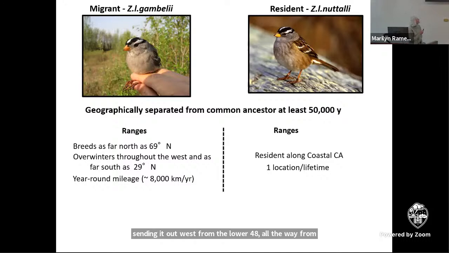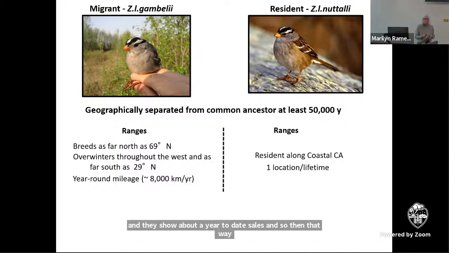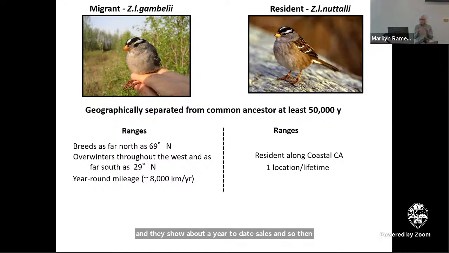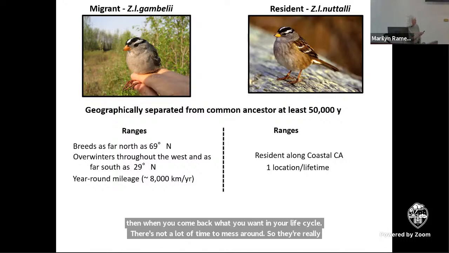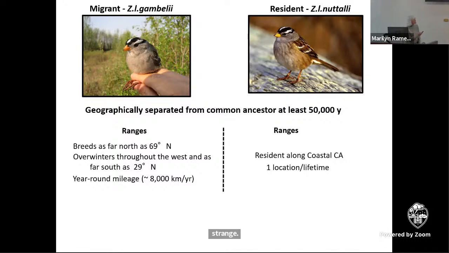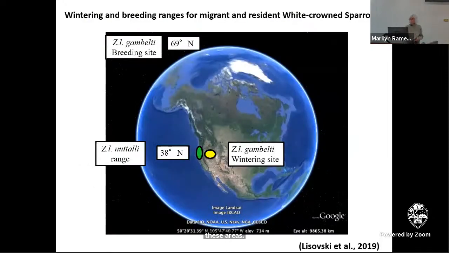And they show about a year-round mileage of 8,000 kilometers. So then they're on the move. And when you've got that much movement in your life cycle, there's not a lot of time to mess around. So they're really constrained in terms of time. On the other hand, the Nuttalli is resident along the northern California coast, and doesn't move from this one location for a lifetime. So they have a very different life history.